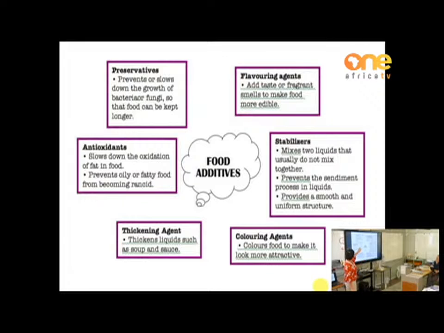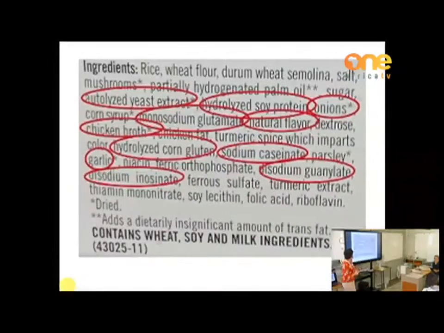Antioxidants slow down the oxidation of fat in the food. It prevents oily or fatty food from becoming rancid so that it has this ugly smell and taste. So it's actually keeping the food in a good condition.